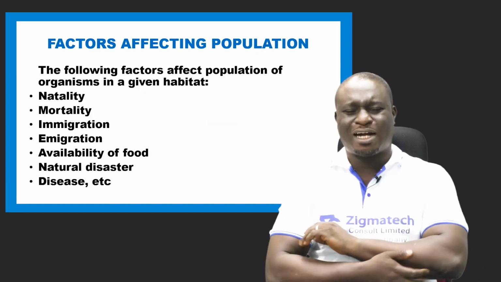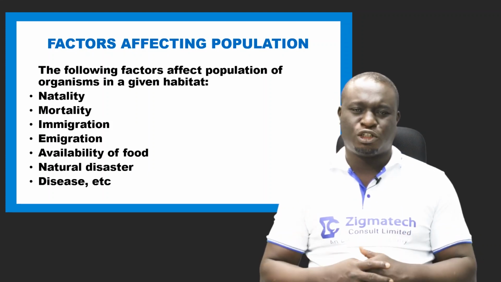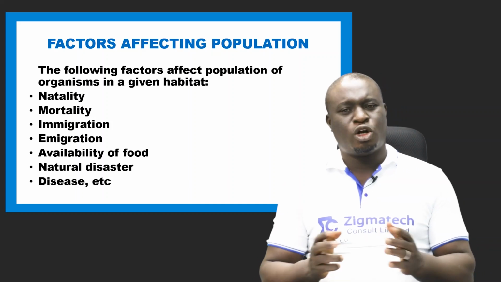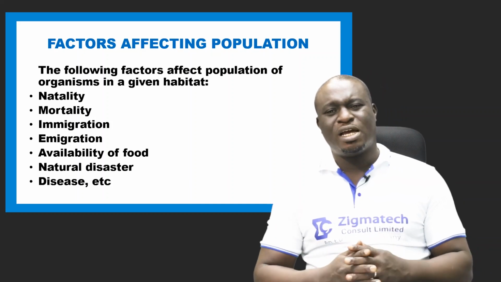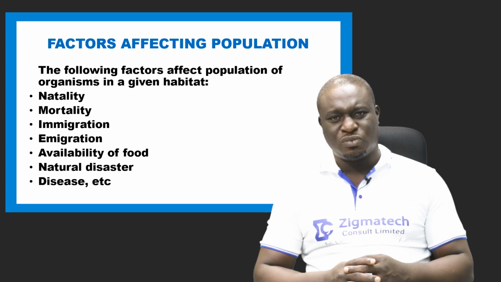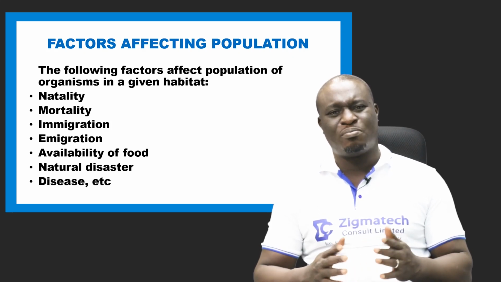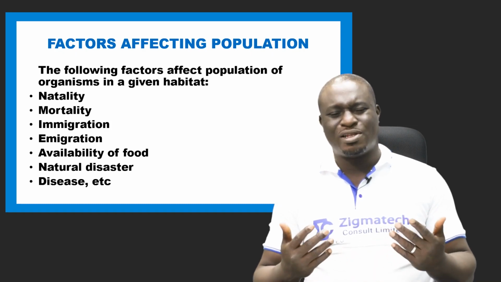Next is factors affecting population. There are several factors that affect population, and we're going to be looking at some of them. One of them is called natality. We also have mortality. Natality has to do with birth rate. Mortality has to do with death rate.